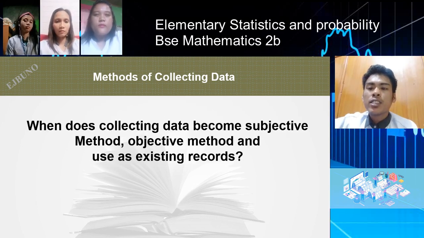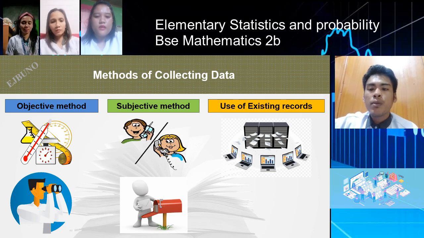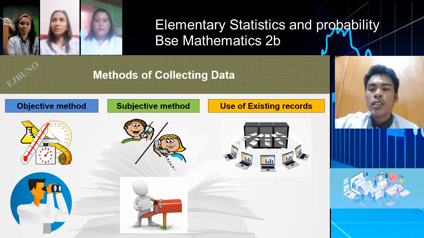When does collecting data become objective, subjective, and used as existing records? Collecting data becomes an objective method when objective data are observable and measurable, while a subjective method when subjective data are collected from personal communications from individuals. The use of existing records is commonly collected from the internet or old files like in the government papers.